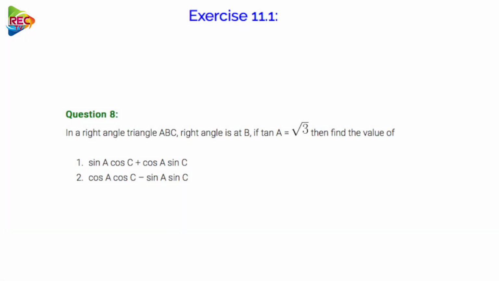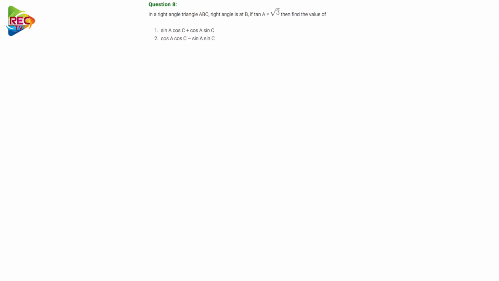Question number 8. In a right angle triangle ABC, right angle is at B. If tan A equals square root 3, then find the value of sin A cos C plus cos A sin C. And the second one is cos A cos C minus sin A sin C. Given that tan A equals square root of 3.